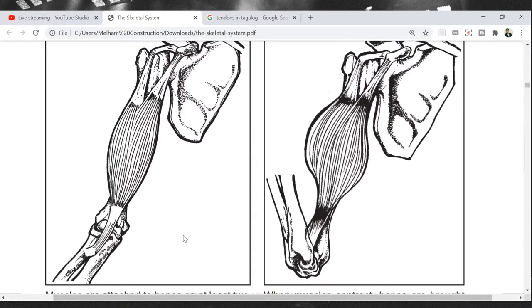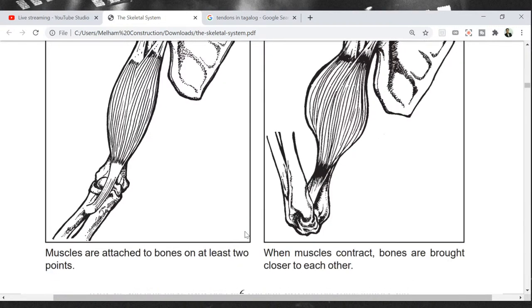So, observe ninyo yung picture. Pag nag-flex ka, lumalaki yung muscles mo dito, kasi nagko-contract siya. Diba?